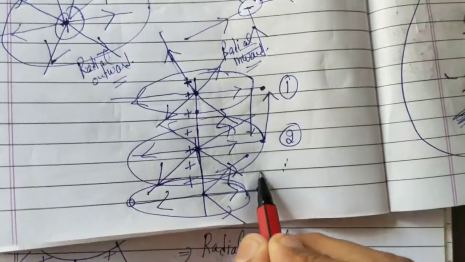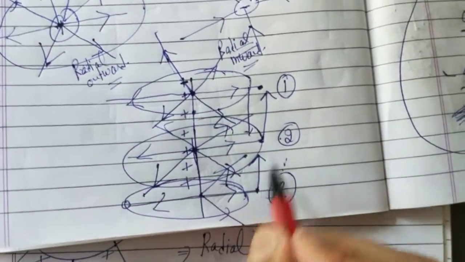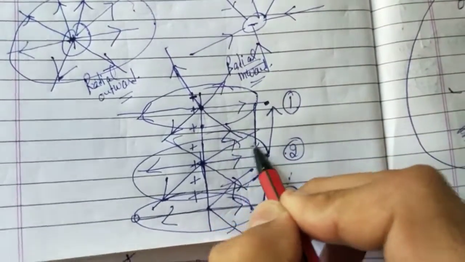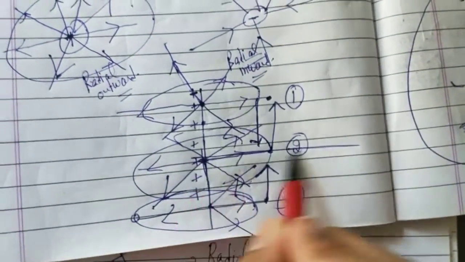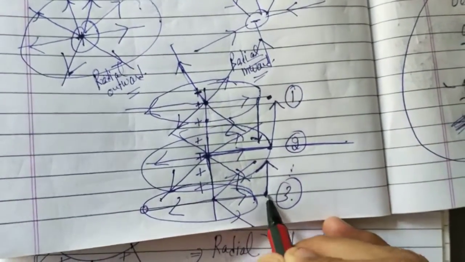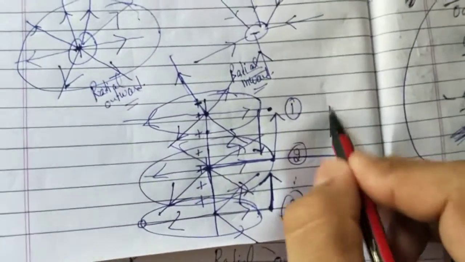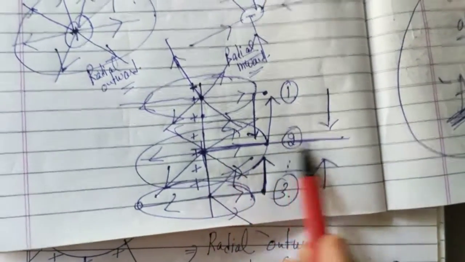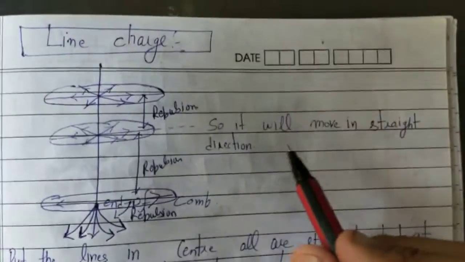And this field line will repel. It means 3 will repel 2 upward and 1 will repel 2 downward. So 2 will follow the straight pattern, because it is repelled by this in this direction, and this is repelled in this direction. So its only option for this line is to move straight. So it will move in a straight direction.